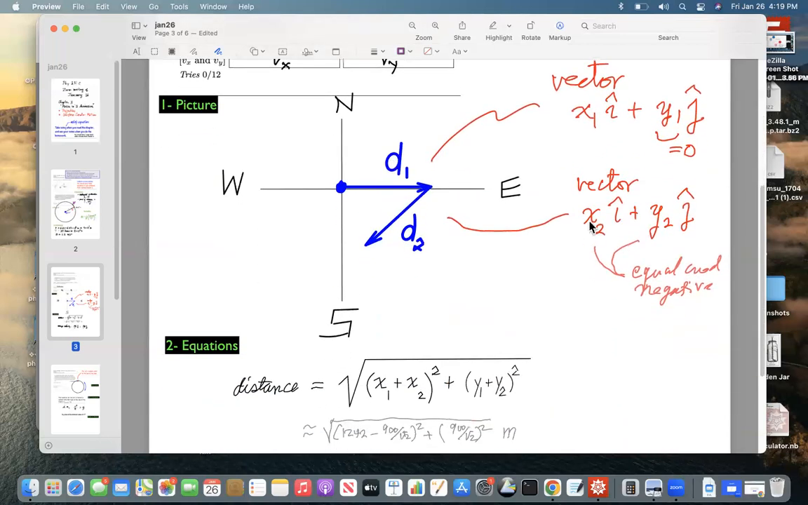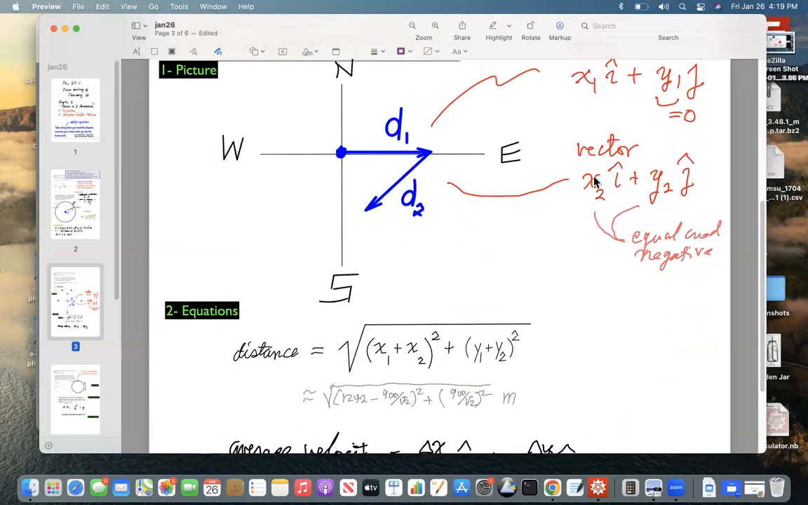So if you know your trigonometry, x2 will be 900 times the cosine of 45 degrees. That'll be 900 over the square root of 2. y2 will be 900 times the sine of 45 degrees. Well, the sine of 45 degrees is also 1 over the square root of 2. So you use trigonometry to figure out x2 and y2, but they're both negative.